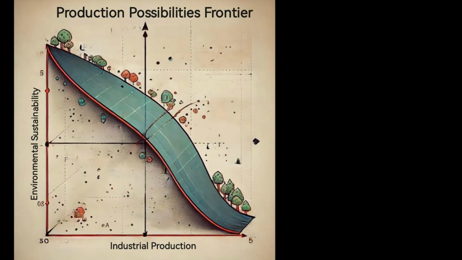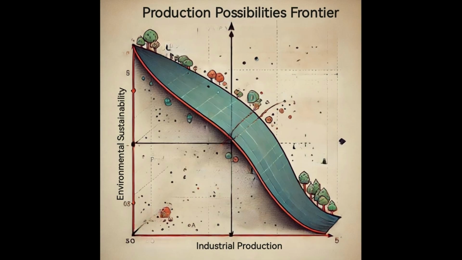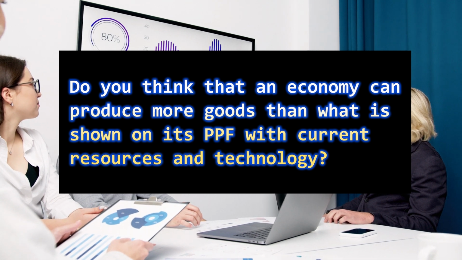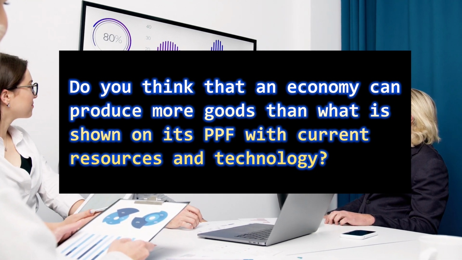For example, a country might face a trade-off between increasing industrial production or investing in environmental sustainability. Points on the curve represent efficient production where the economy is utilizing all of its resources to the fullest. Points inside the curve indicate inefficiency, meaning resources are underused. Points outside the curve represent unattainable production given current resources and technology. Question for you. Do you think that an economy can produce more goods than what is shown on its PPF with current resources and technology?